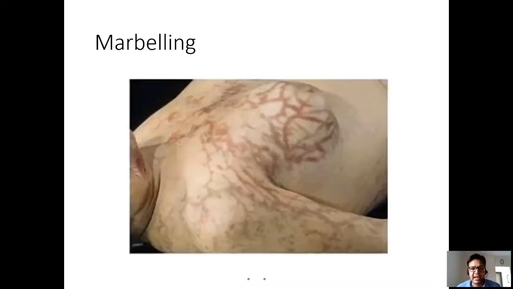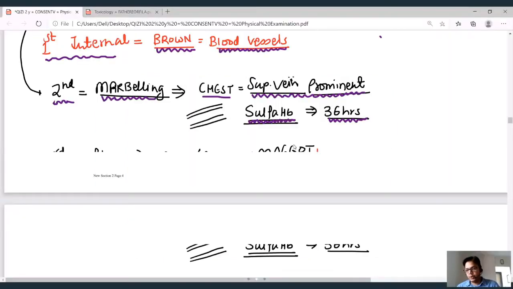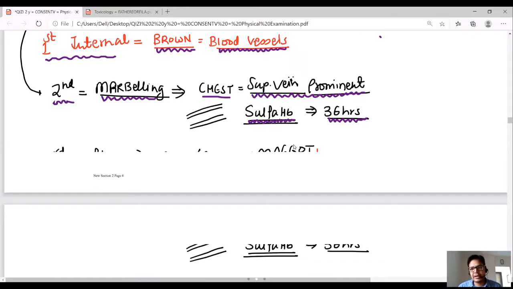Now you can see after death, this marbling is seen. The superficial veins become prominent. It is seen after 36 hours of death. Okay, this is known as marbling. Now we are coming to the next part. Very, very important one. See, this is the second change.